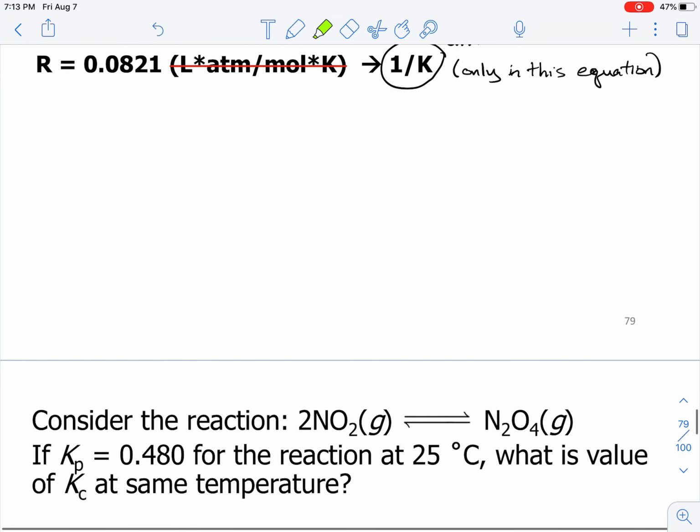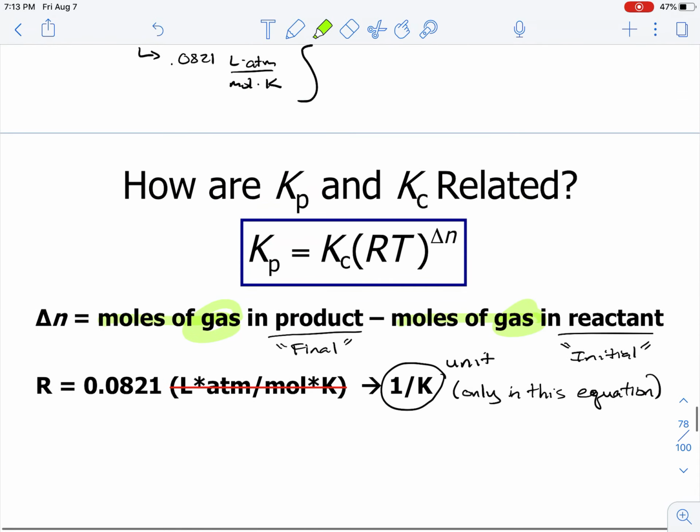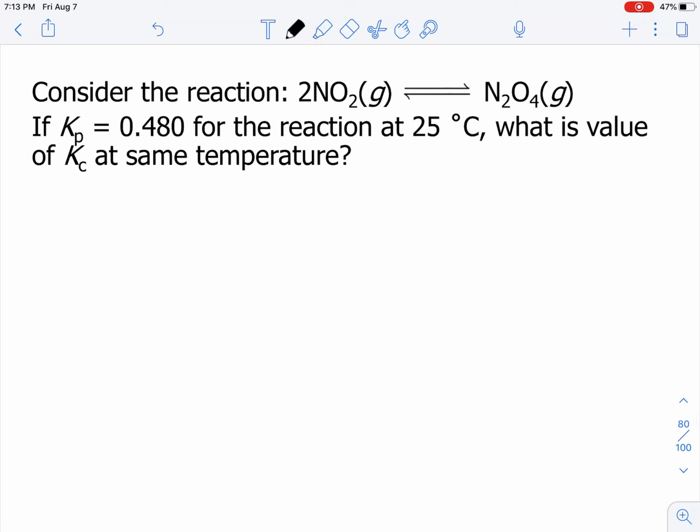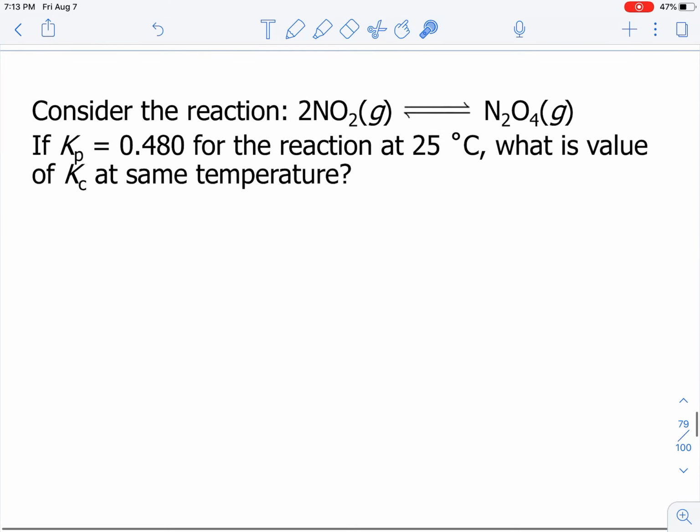All right, so let's go ahead and apply this equation to a problem. And so we're first going to consider this chemical reaction. And if Kp turns out to be this value, then what is the value for Kc? So there's two things I want to do before we actually address this question. First, because Kp is an equilibrium constant, notice that this value is unitless. Okay, so Kp, much like Kc, is going to be unitless.